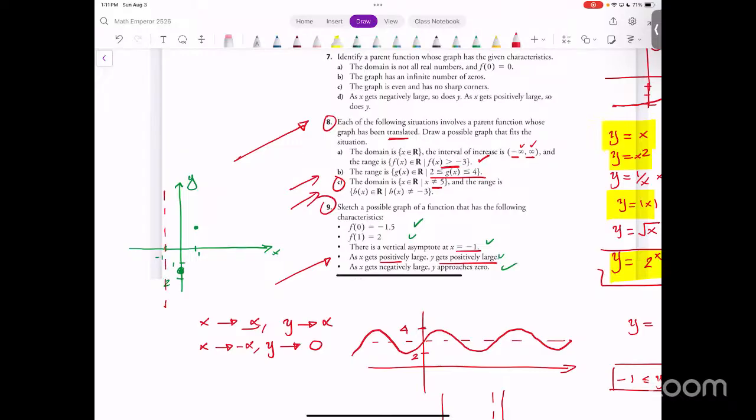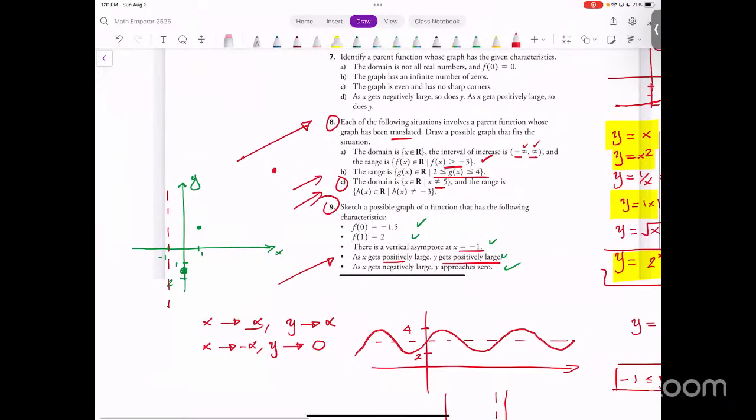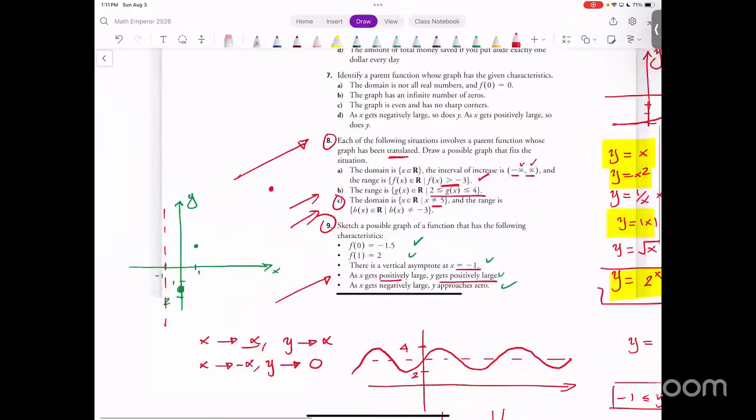As x gets positively large, y gets positively large. So that means my graph is supposed to go somewhere here. That is what the point is. As x gets negatively large, y approaches 0. So that's two possibilities for us. So it can be the scenario here. It can go here or it can go here.